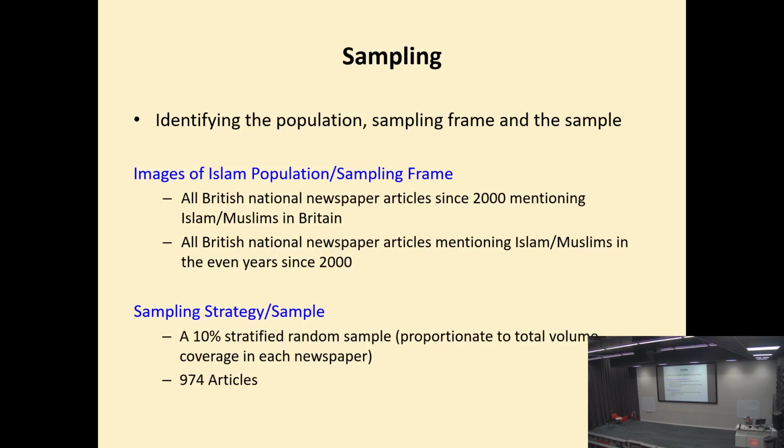So you have to be thoughtful about what the overall sample is. And this strategy ended up giving this particular project just under 1,000 articles, but still allows them to say something about a range of newspapers over a range of time.